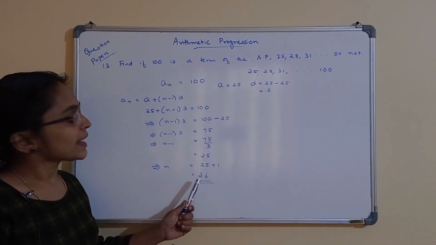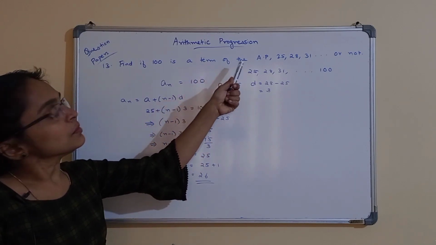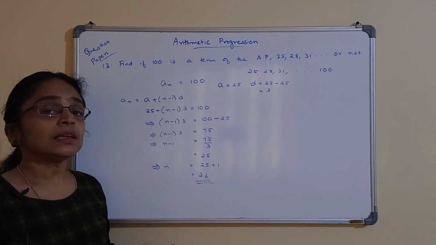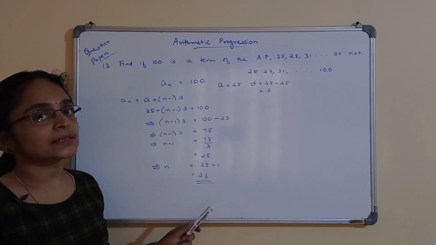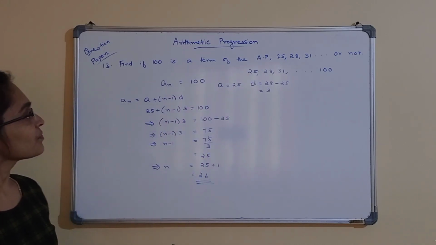So we got n as a whole number. So 100 is a term of this AP and it is the 26th term. 100 is the 26th term of this AP. Okay, understood?